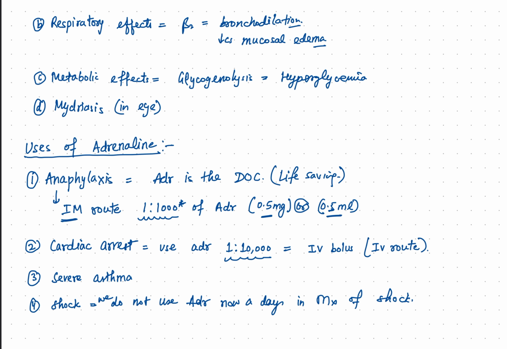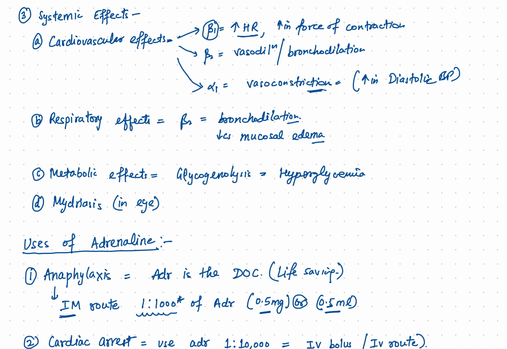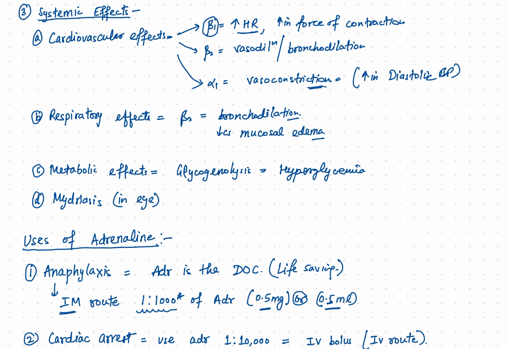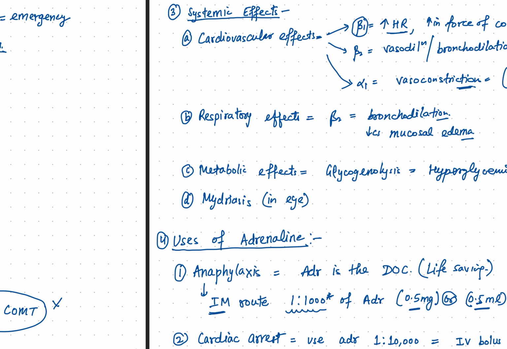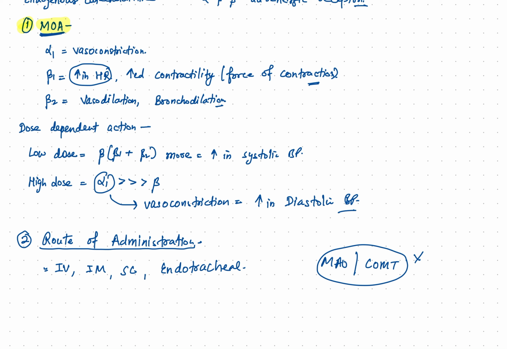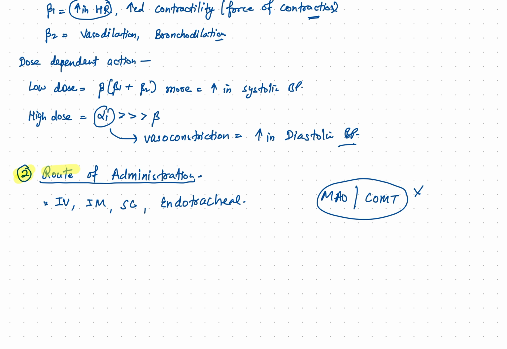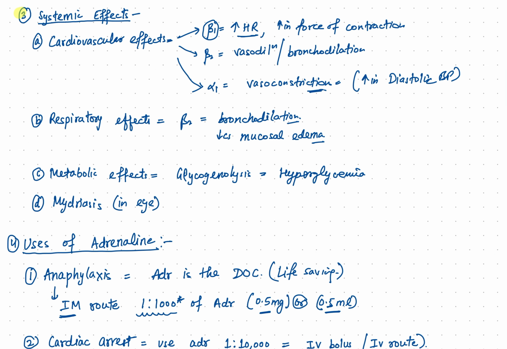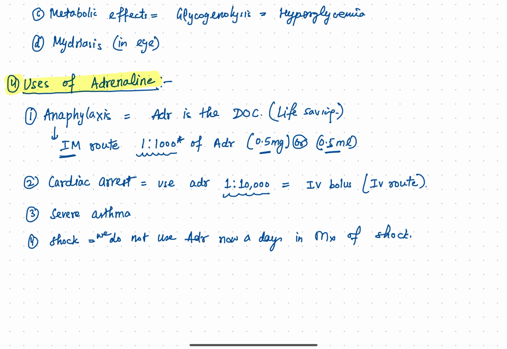Right, so that is all about adrenaline. We have discussed a lot of points. First is the mechanism of action. Second is the route of administration. Third is the systemic effects. And fourth is the uses of adrenaline in different scenarios. How do we use it? So that is all about adrenaline.